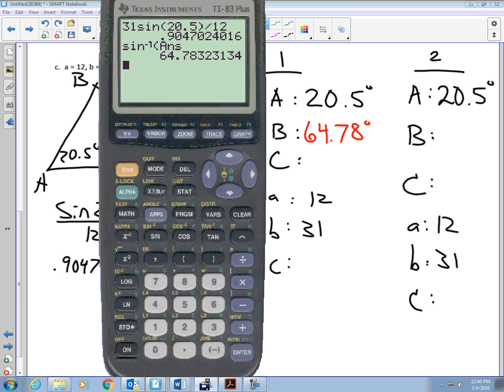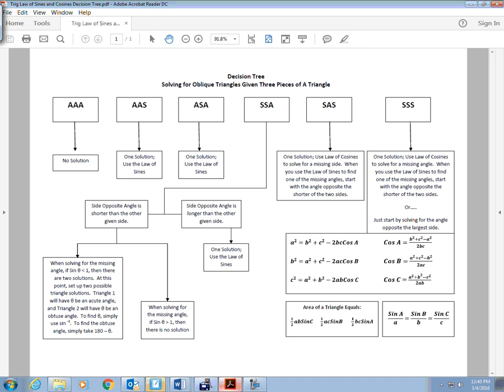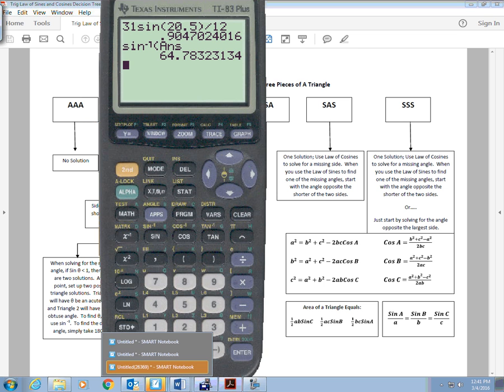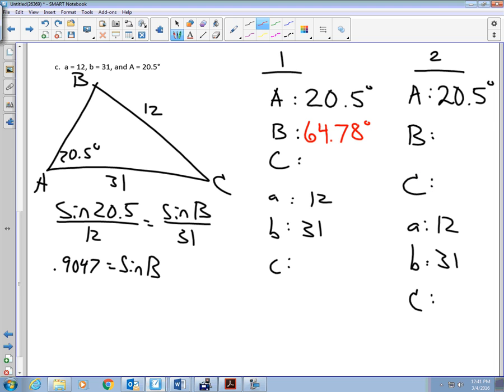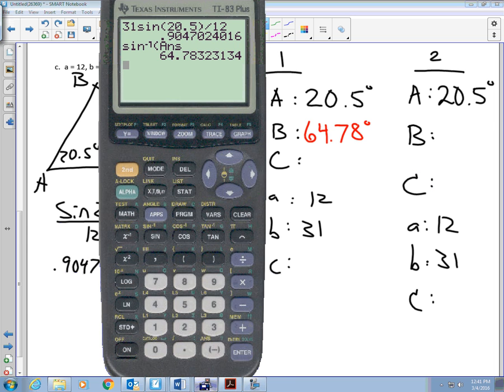That's the acute angle. It says triangle 1 will have theta be an acute angle. Triangle 2 will have theta be an obtuse angle. To find theta, simply use sine inverse, which we did. To find the obtuse angle, simply take 180 minus theta. So, if our first triangle has B equal to 64.78, then the second triangle will be 180 minus 64.78, or 115.22.